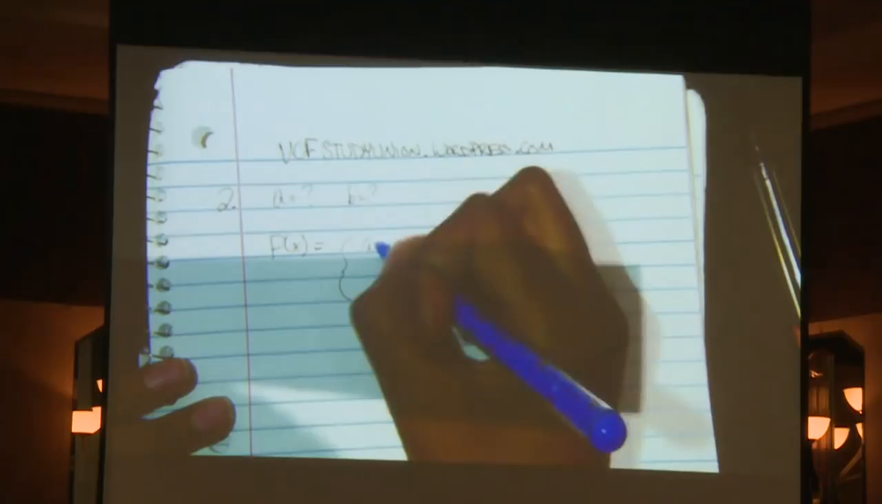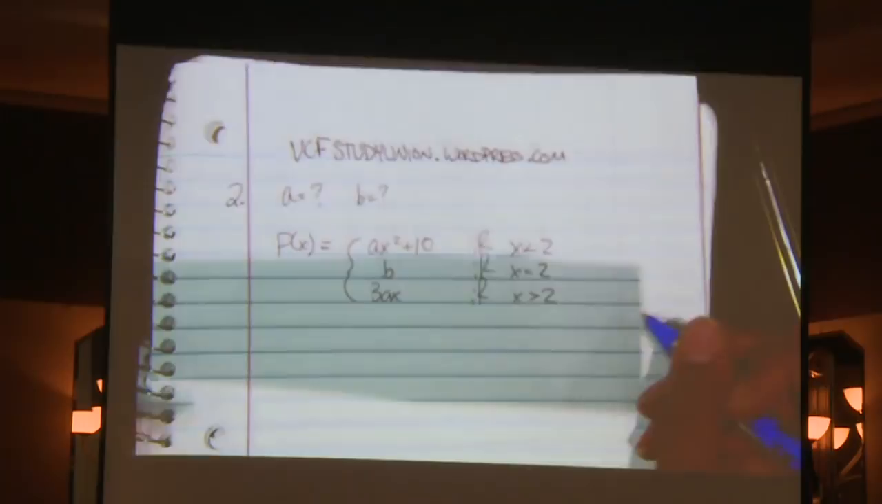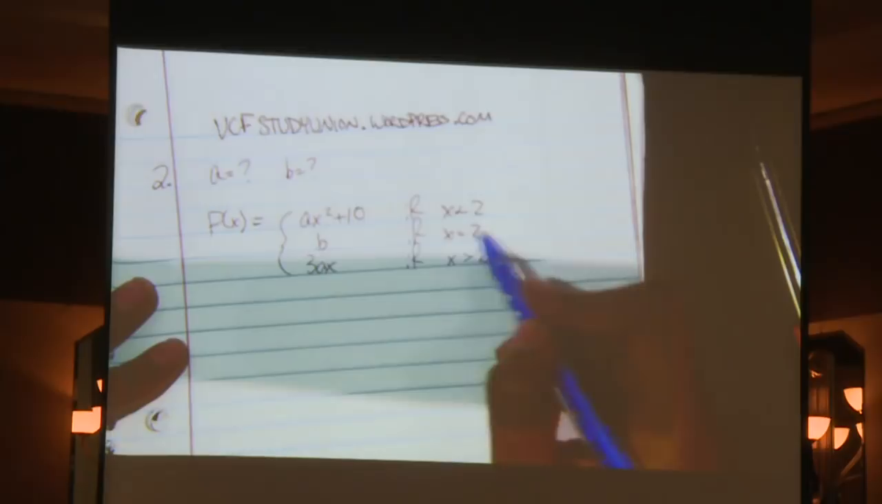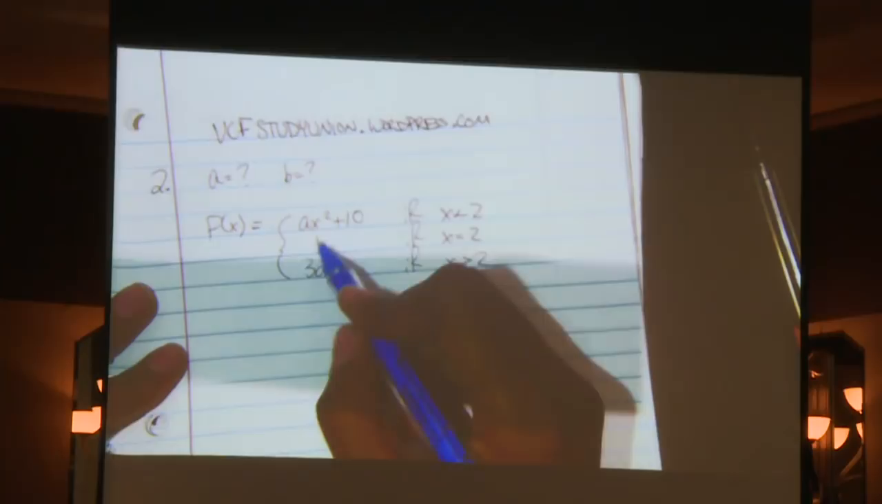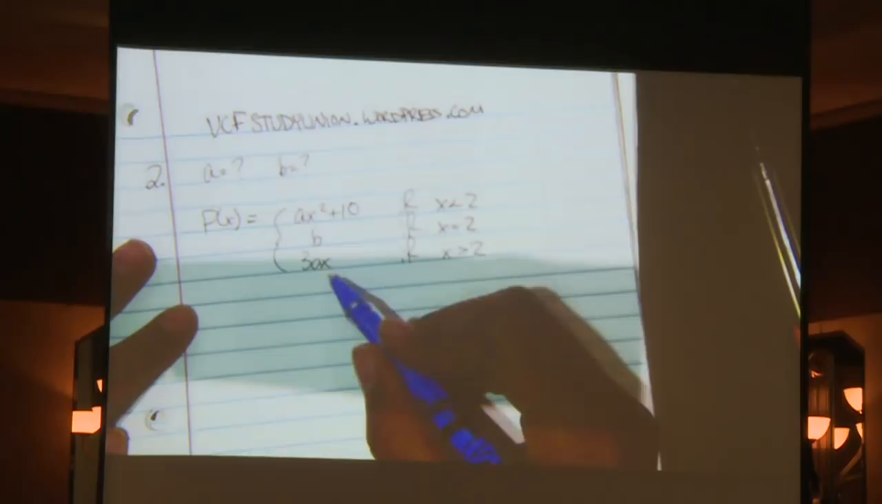Plus 10. All right, cool. So it's saying find A and B where it's continuous everywhere for this piecewise. So what we see here, in this piecewise, B is defined at 2 if X equals 2. Here, AX squared plus 10 is defined if X is less than 2. So when we put that into equation form, it's like as you're taking the limit of this equation as X approaches from the left. For this one, we're taking the limit of 3AX as X approaches from the right. Does everybody see that? Why? Because it's not exactly defined at 2, but X has to be greater than 2 as it's approaching.